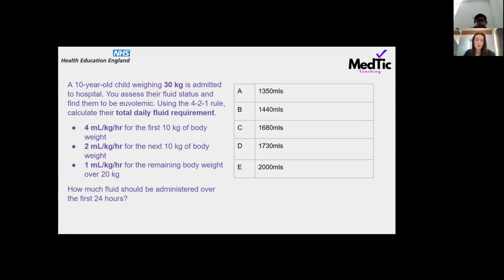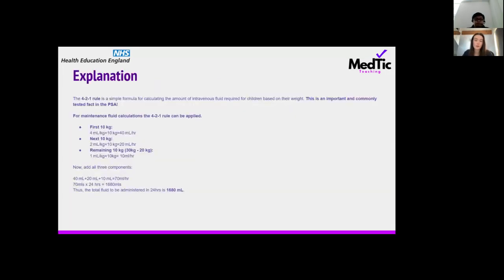Nice. So shall we go over to the answer? So the answer was C. If you had enough time to work it out, congrats if you got the right answer. And we'll go through the explanation now. So the 4-2-1 rule is a formula for calculating IV fluid requirements for children based on their weight. It's quite commonly tested in PSA questions, so it's a nice thing to be able to remember.